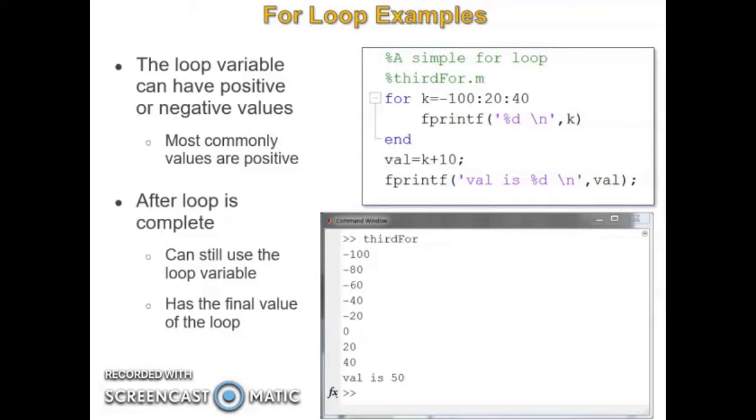The loop variable can have positive or negative values. Most commonly values are positive. After the loop is complete, you can still use the loop variable, and it has the final value of the loop. In this case, we have for k equals negative 100 to 40 with an increment of 20. So it will display the range from negative 100 to 40. After displaying it, the value of k will be incremented by 10, and then it will be displayed. So val is equal to 50.